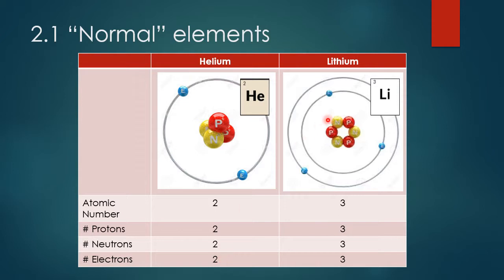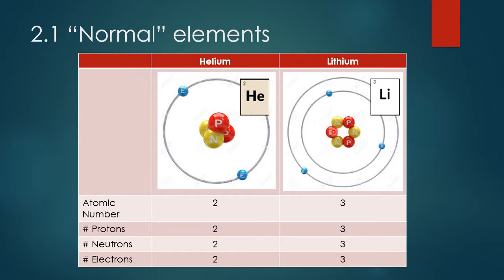So if we look at lithium, it has an atomic number of 3: 3 protons, 3 neutrons, and 3 electrons. This is the most common form of the atoms that you will find. If you were to change the number of protons, you would turn it into a different element. So if we change the number of protons from 2 to 3, it goes from helium to lithium.